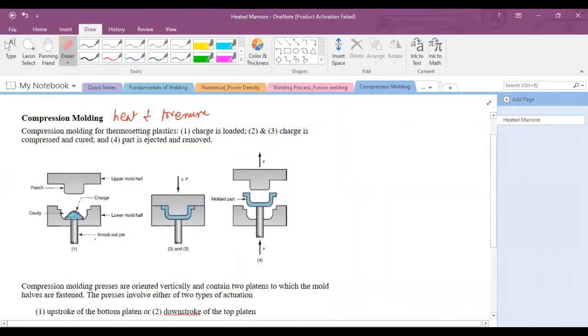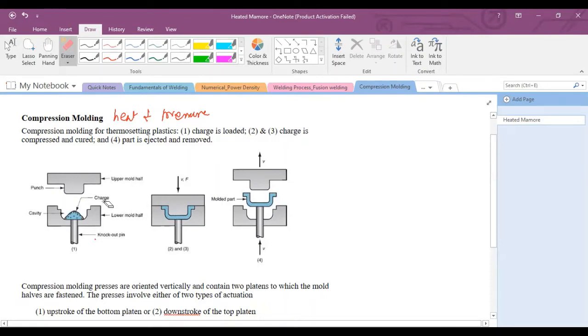Students, in this topic, I will explain a particular type of molding called compression molding. In compression molding, this process is performed with the help of heat and pressure. This process can usually be performed in four steps. In the first step, the charge, which is a thermosetting plastic. In compression molding, thermosetting plastic is used to perform the molding process and produce the plastic products.